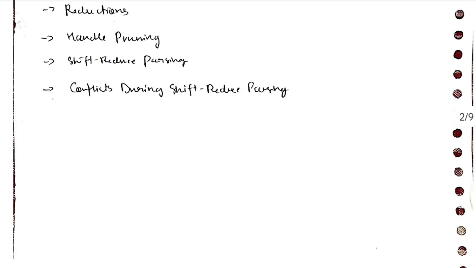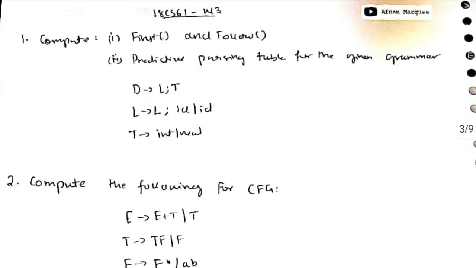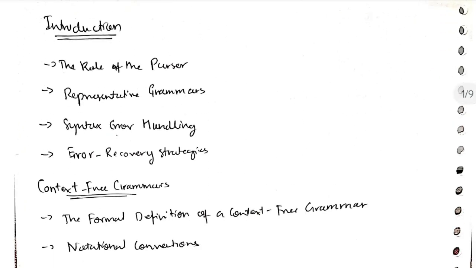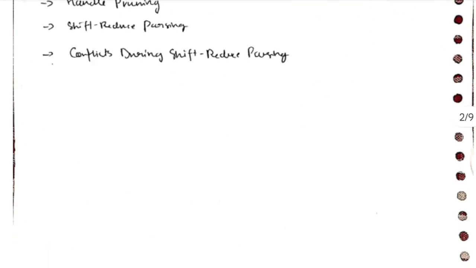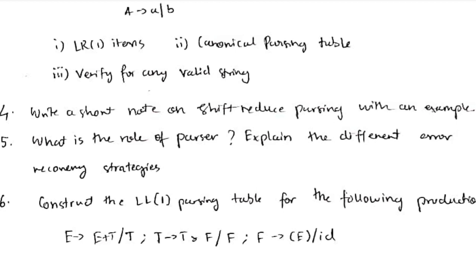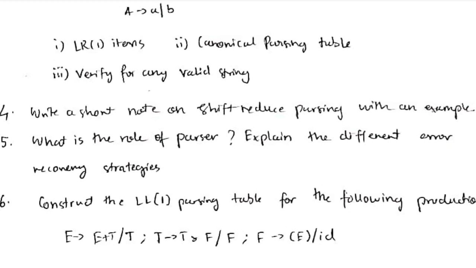Okay, so how will be the flow of the question paper? Before that, let's see what the previous questions are. Topic wise, I will be explaining what questions can be asked from each topic. From the first topic, how many questions? 2 questions: role of the parser and error recovery strategies. As you can see here, what is the role of the parser, and explain the different error recovery strategies. That's the thing you can expect from the first chapter, which is introduction.